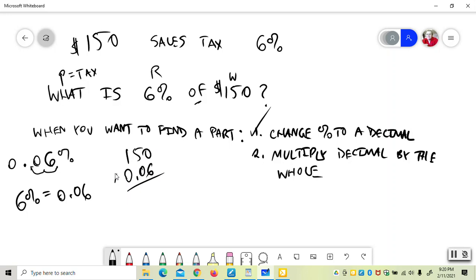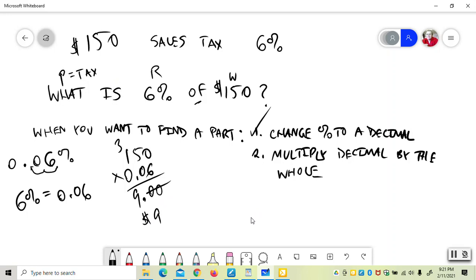150 times 6. 6 times 0 is 0. 6 times 5 is 30. Carry the 3. 6 times 1 is 6, plus 3 is 9. 2 decimal places in total, so I start at the right and go 1, 2. $9.00. So in this case, I can just drop the cent sign since there's no cents, and there's no cents here either.